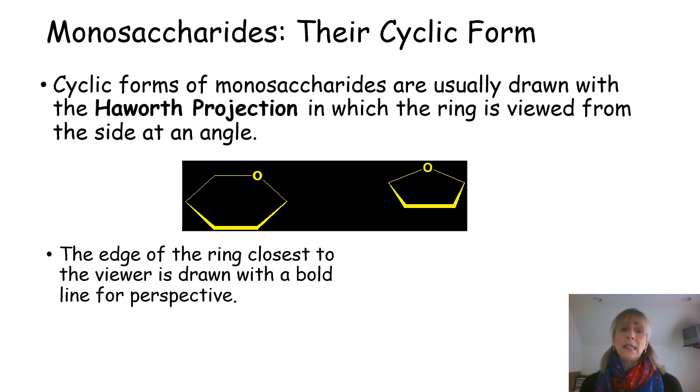In a Haworth projection, the edge of the ring that's closest to us, the viewer, is typically emboldened with a bold line, just so that you get perspective. Remember, bold lines mean it's coming out at you. And so this oxygen is away from you, as is this one. All righty. What else?